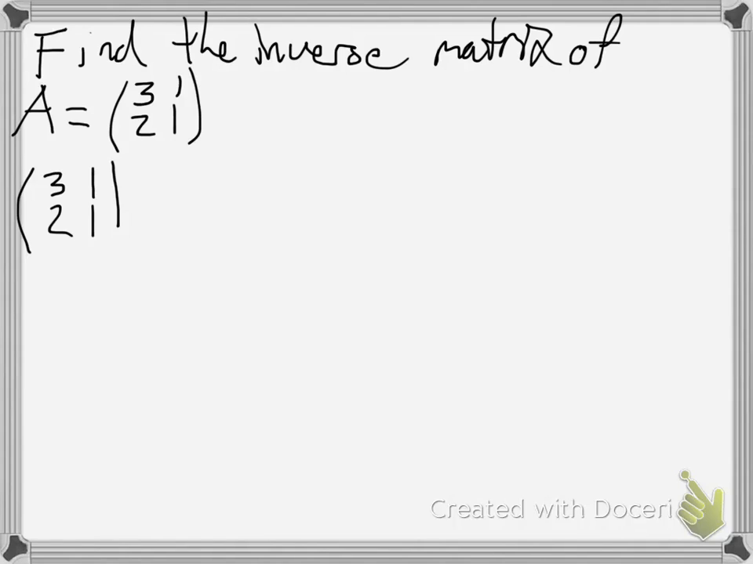I'm just going to make it 3, 1, 2, 1. And then what we're going to do is write that matrix, and then we're going to augment it with the identity matrix. What the identity matrix looks like is 1, 0, 0, 1. And then we're going to perform Gauss-Jordan elimination on the matrix.